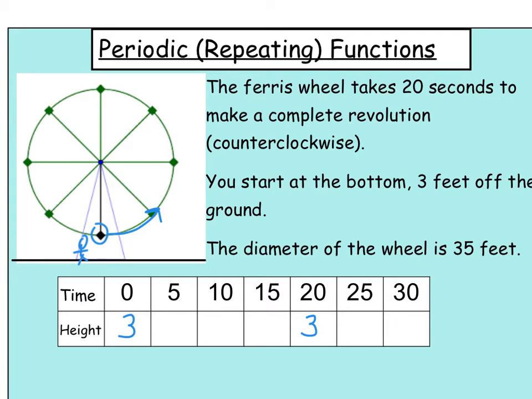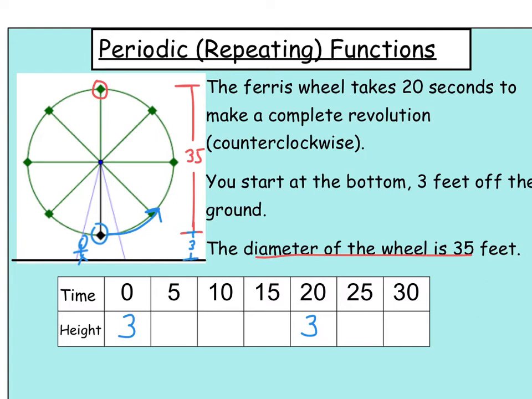Okay, so let's see what happens as you move around. If we think about as you're going around, 20 seconds is a full revolution. So at 10 seconds, you would be up at the top here, right? At 10 seconds, you would do half of the circle. So how high would you be then? It's telling us here the diameter of the wheel is 35 feet. From here all the way to the top, there's 35 feet. And also when you're at the bottom, you are 3 feet off the ground. So this little distance is 3.